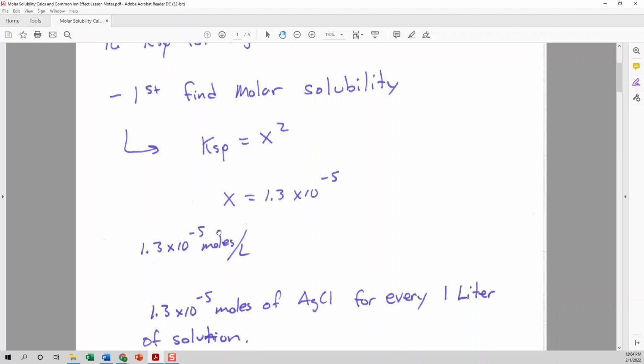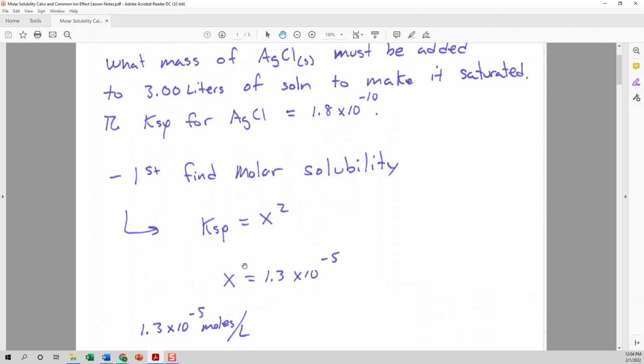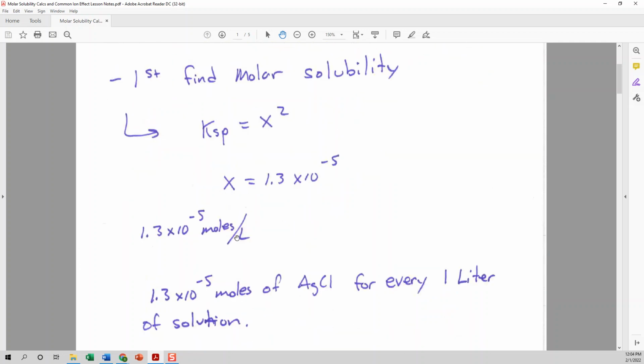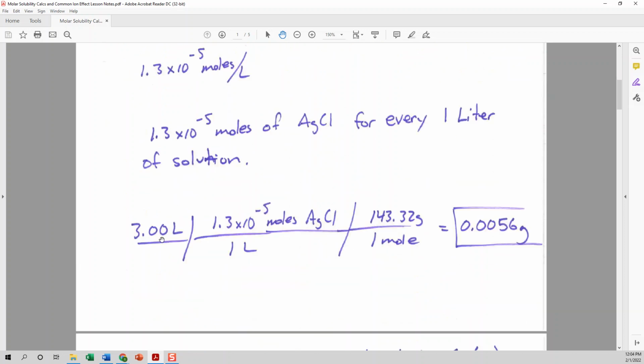Okay, either way, we can use molar solubility as a conversion factor to convert from liters of solution to moles of solute, or from moles of solute to liters of solution if we need to. In this case, we're going to use the molar solubility to convert from liters to moles. If you go back to the question, we want to know how many grams for 3 liters. Well, this is how many moles for 1 liter. So here's our calculation.